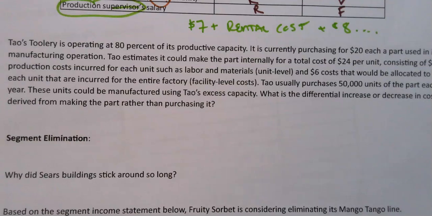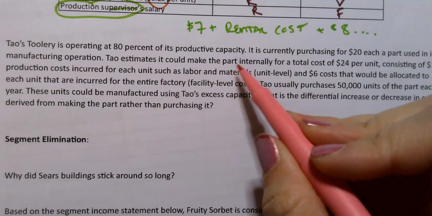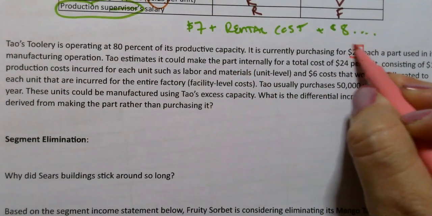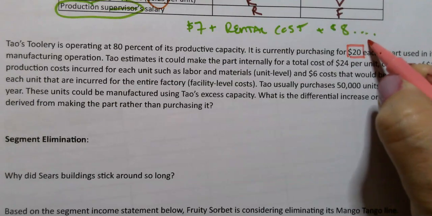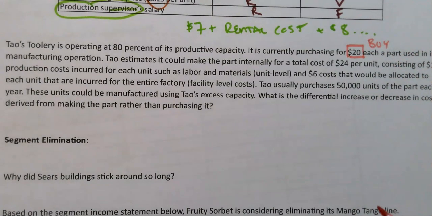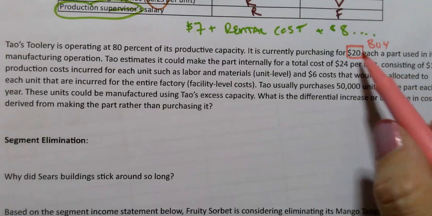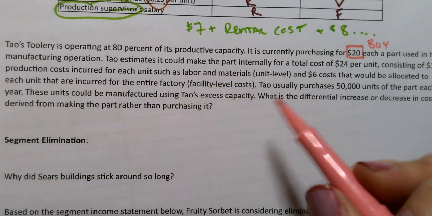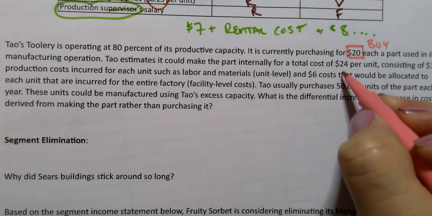Okay, so a simplified version of this. Tao's Toolery is operating at 80% of its productive capacity. It is currently purchasing units for $20 each. That's what they are buying units at. Each part is used in its manufacturing operation. Tao estimates it can make the part internally for a cost of $24.